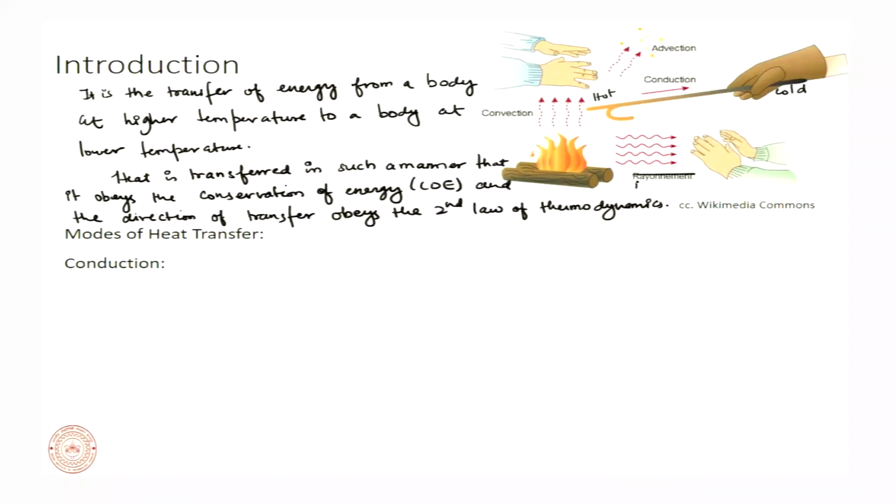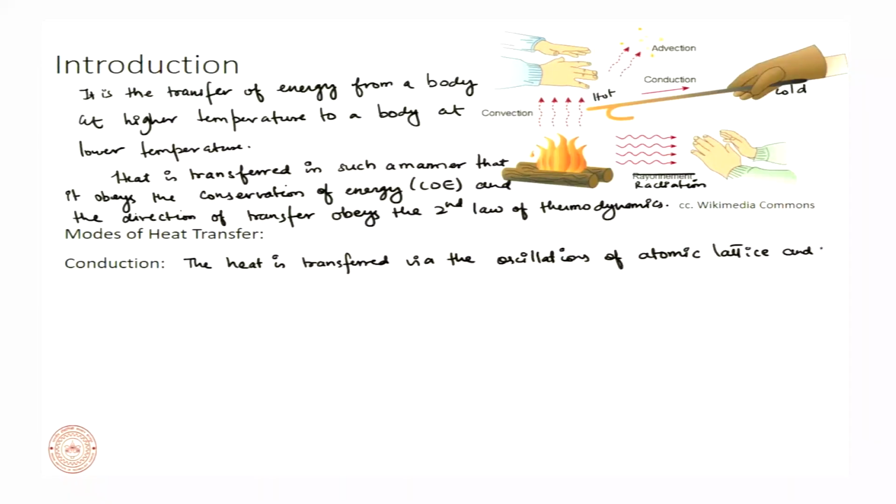And then on the side, the heat is getting radiated. So, this is a spelling mistake. It is radiation effect. So, the heat is getting radiated from the side through electromagnetic waves, and that is a mode of radiation. So, these three modes, let us just go into some detail. So, in conduction, the heat is transferred via the oscillations of atomic lattice and/or free electrons.